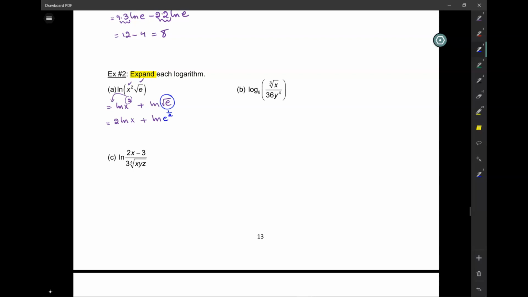And now that one, you can use any property you want. We've learned from the inverse property that that's just a what? 1/2. And then if you use the properties from today and move it down, it'll still be half ln of e, which is still 1/2. I really don't care how you do it, just so that in the end, you just have 2 ln of x plus 1/2. And that's good enough for us. Okay?